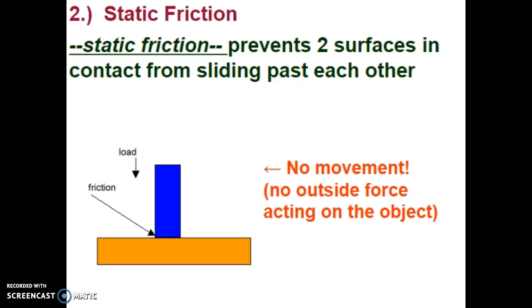So different types of friction will occur on different surfaces. The most common type of friction that most people associate when they think of friction is what we call static friction. So this prevents two surfaces in contact from sliding past each other. In static friction, there will be no movement because there's no outside force acting on the object to cause it to move. So static friction is the friction between the two surfaces from sliding past each other.